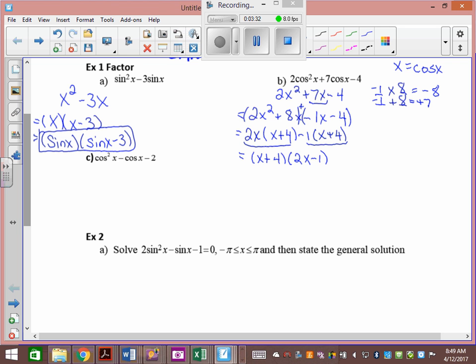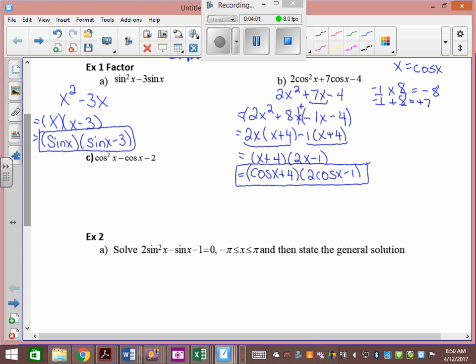So when it's factored, I go back and I replace the cos x. That's what everyone forgets to do. They forget to replace the cos x, and they're just so happy they factored it. And then they just answer it as x equals negative 4 and x equals a half, and then they move on to the next question. No. Make sure you replace. So we get cos x plus 4 and 2 cos x minus 1. Like I said, we're going to keep going further on every other question that we do. But we're just going over how to factor.